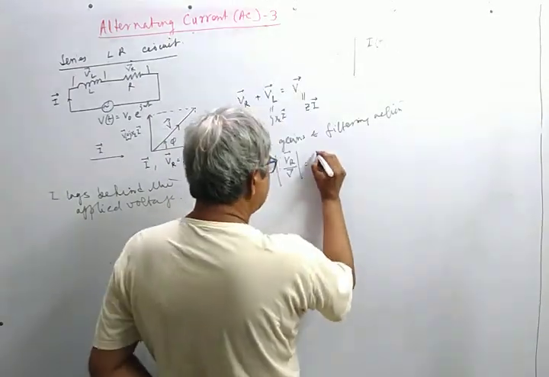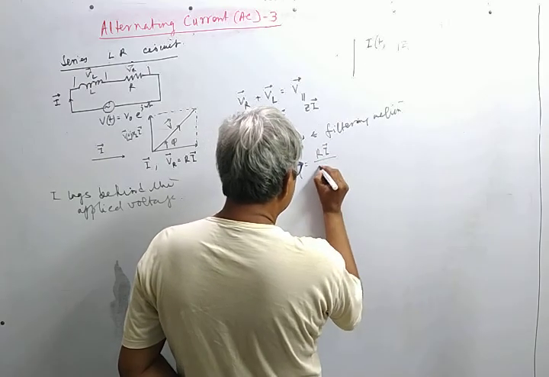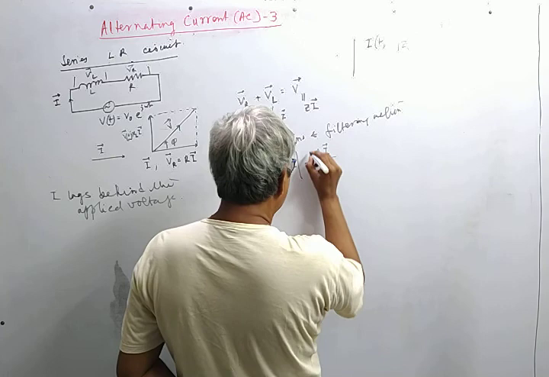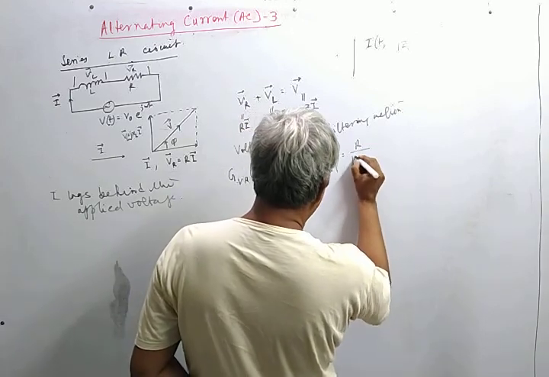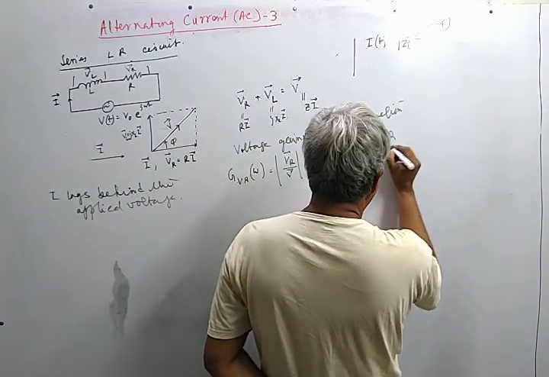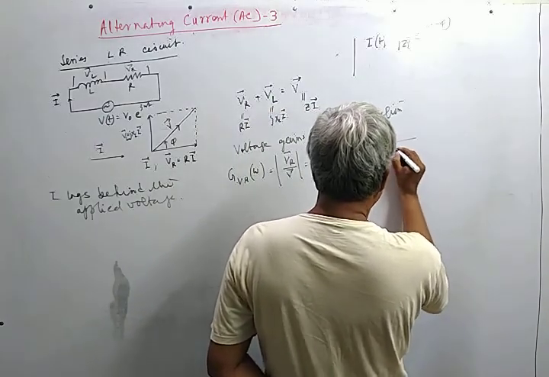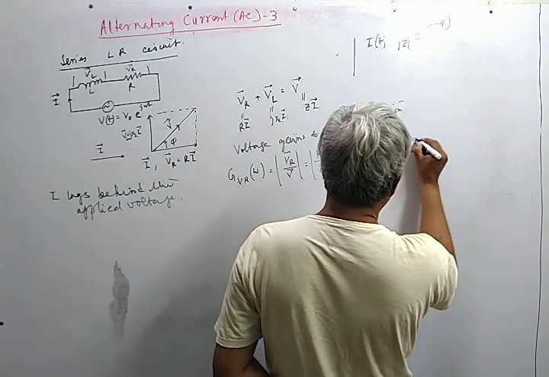This is defined as V_R by V. We know that this is R into I by Z into I. So this is R by mod Z, so this is R by the square root of R square plus omega square L square.